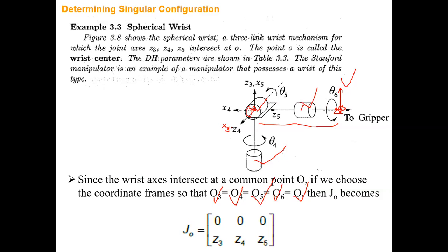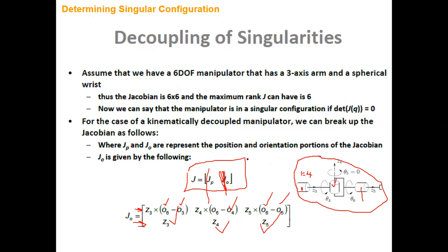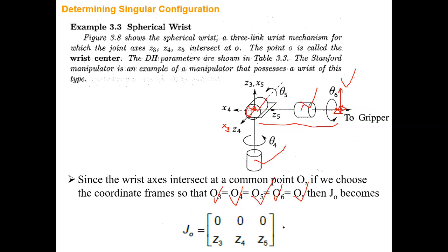If I do that, my O3, O4, O5, O6 are all here. Then what happens? O6 minus O3, they're the same, that's why it is 0. This is also 0, this is also 0. In that sense, my top is all 0, and we are left with just the bottom part only. So I'm assuming that this assumption will simplify our problem. That's why I'm doing this.